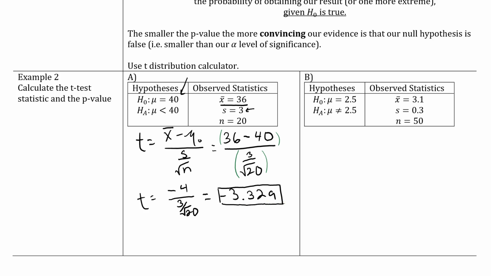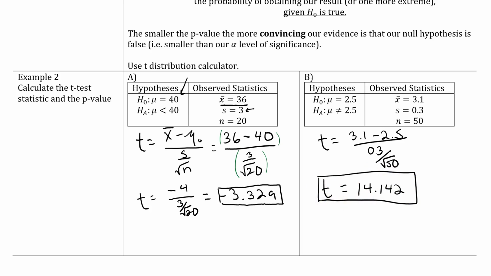Why don't you try part B, see if you can get the same answer as me. So you can pause it and try it out. And you should be getting 14.142, which is actually a very big t-value. I would always double check that if we ever get something this big, because again, we would probably expect something to be a lot closer than that.